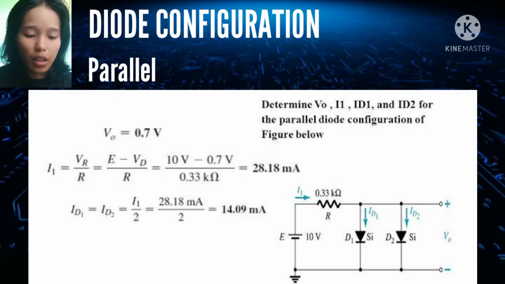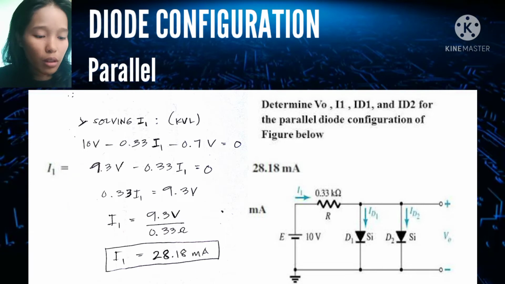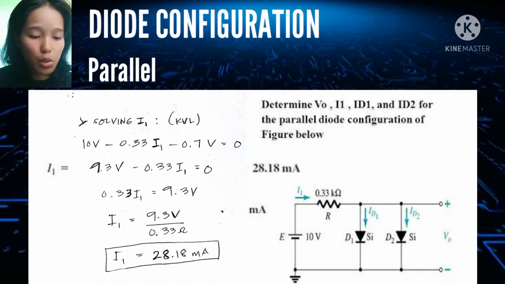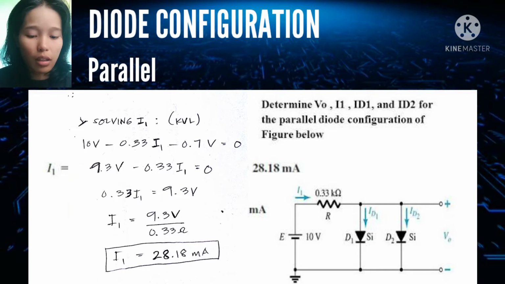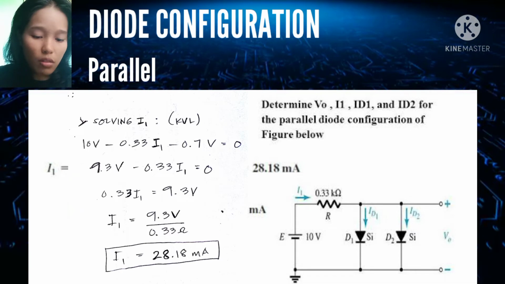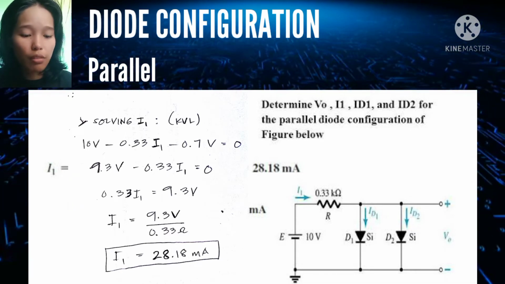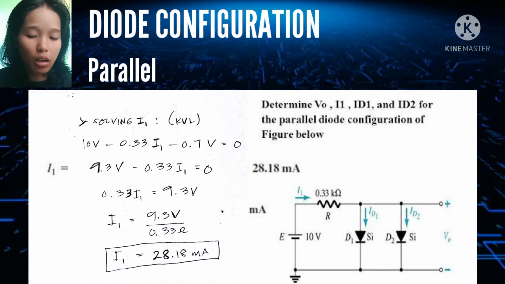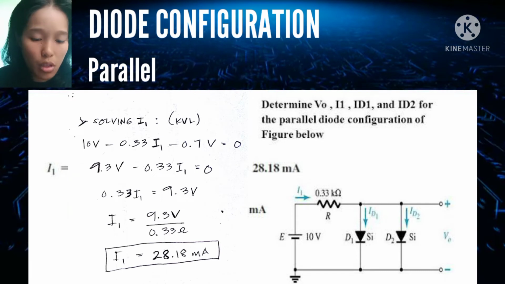Now to solve for I1, which is the current flowing to the 0.33 kilo ohms resistor, we are going to use KVL. So our KVL will be equal to 10 volts minus the resistor 0.33 times the current, which is I1, minus 0.7 volts, which is the diode voltage. So these are all equal to 0.